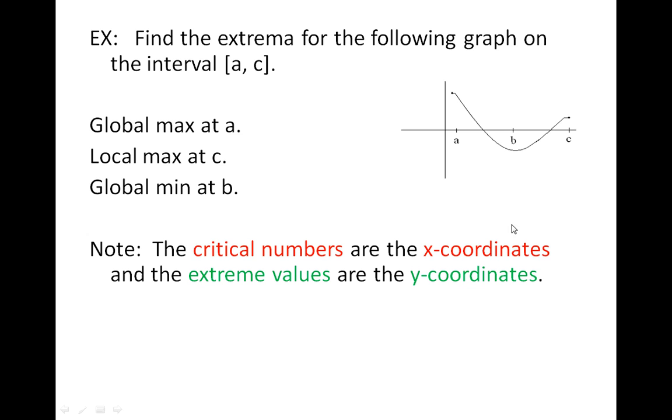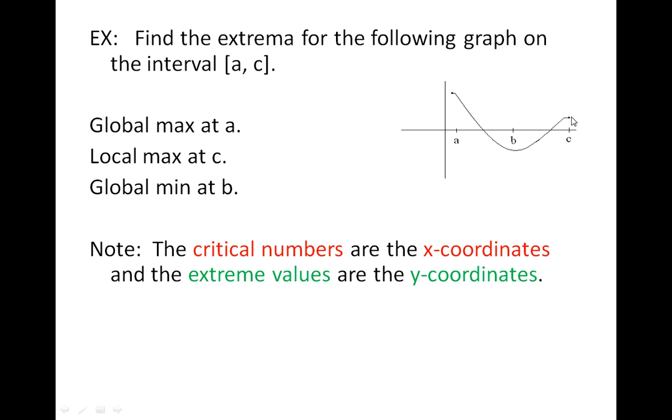Okay, so for looking at our picture over here, we're given the interval that's a closed interval from A to C. So over here at A, this is definitely the highest point of any point around it. Because it's an endpoint and it's closed, I'm allowed to say, yes, it's higher than any of the points off to the right of it, and that's good enough to say that it is a maximum.